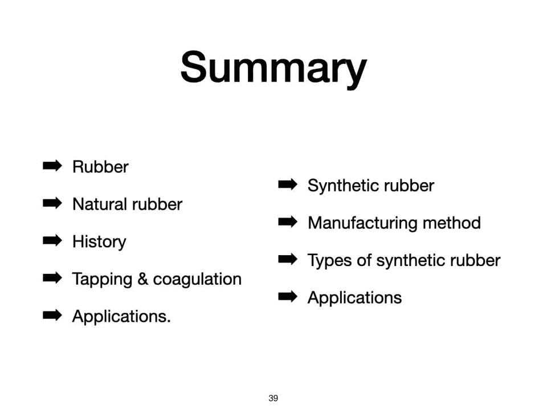So, in this session, the topics discussed were rubber, natural rubber, the process of tapping and coagulation, history of rubber, and then its applications. Then we have discussed the synthetic rubber, its manufacturing method, that is the emulsion polymerization method, different types of synthetic rubbers like butyls, bunas, neoprene and others, and finally its general and aeronautical applications.